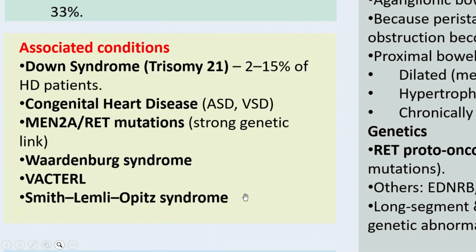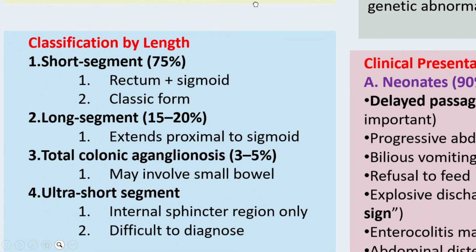Some of the conditions associated with children developing Hirschsprung's disease are Down syndrome, that is trisomy 21, congenital heart diseases, kids who are born with ASDs and VSDs, the MEN2A and RET mutations, Waardenburg syndrome, VACTERL, and then Smith-Lemli-Opitz syndrome.